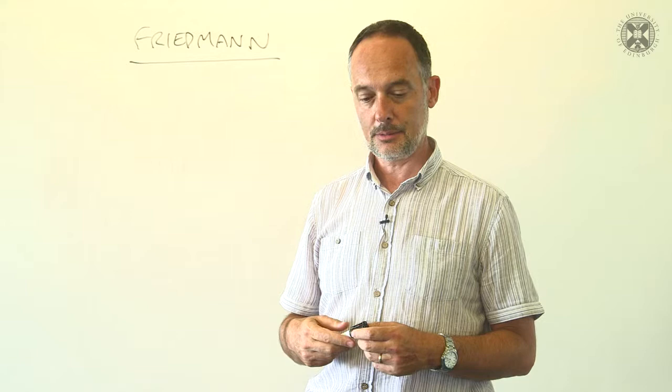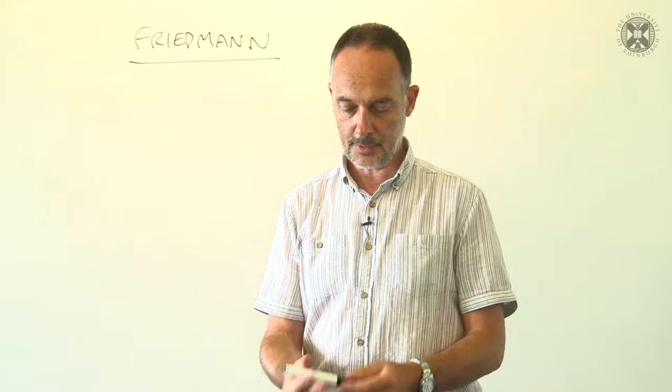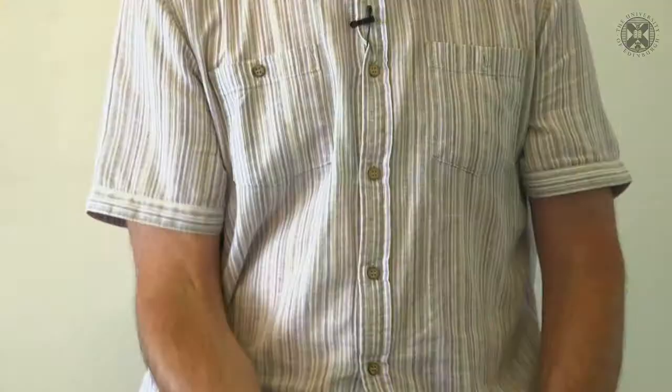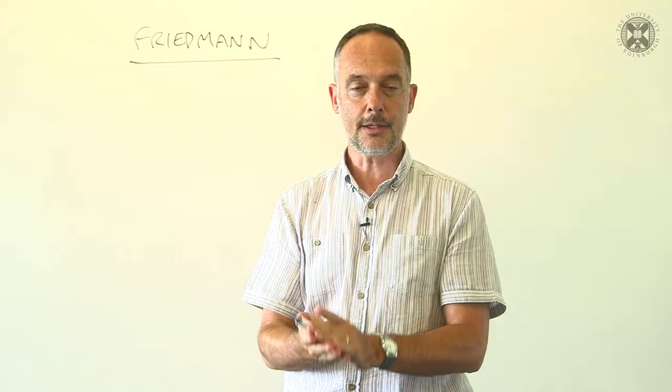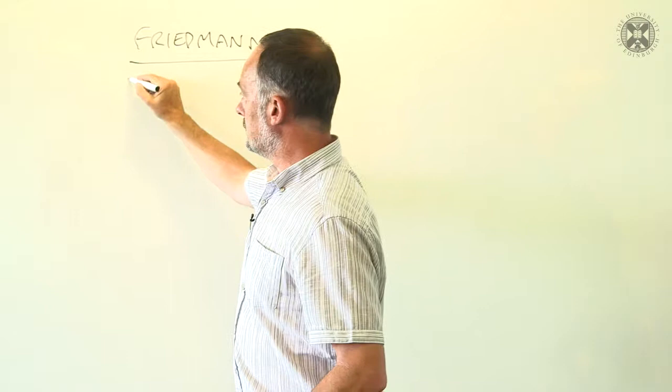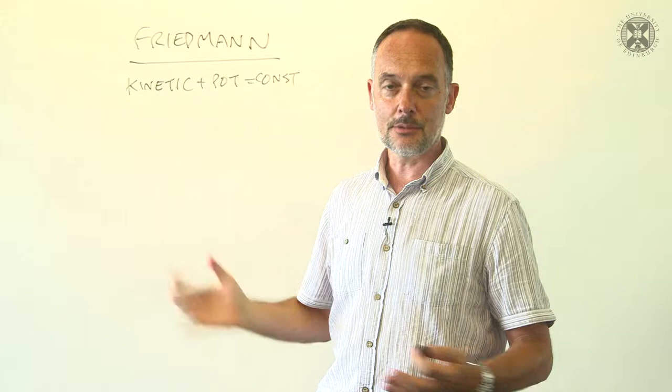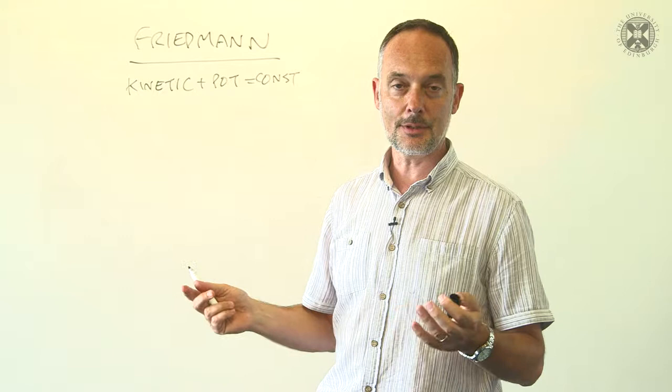So, for example, let me take this pen and throw it up. Initially, it moves quickly, then it moves slowly. Its kinetic energy is reducing, but its total energy is conserved, so it transforms kinetic energy into potential energy. Thus, we would say kinetic plus potential is a constant, total energy. Friedmann's equation for the whole universe has no more content than that.